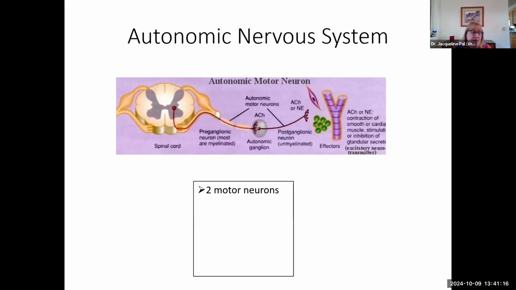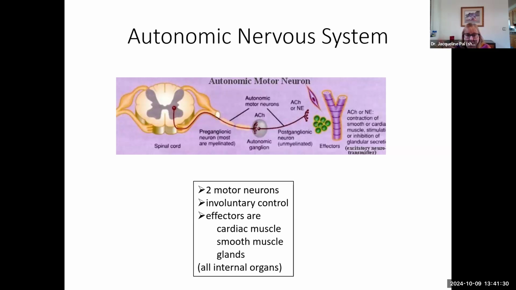The autonomic nervous system, the first big difference is that it is a two motor neuron chain. And it is an involuntary control, meaning the effector organs are totally different. They're all internal organs, your cardiac muscle, i.e. your heart, your smooth muscle, all your other organs, and your glands. So think, your salivary glands, your lacrimal glands for tears, your gastric glands, all kinds of glands throughout your body.